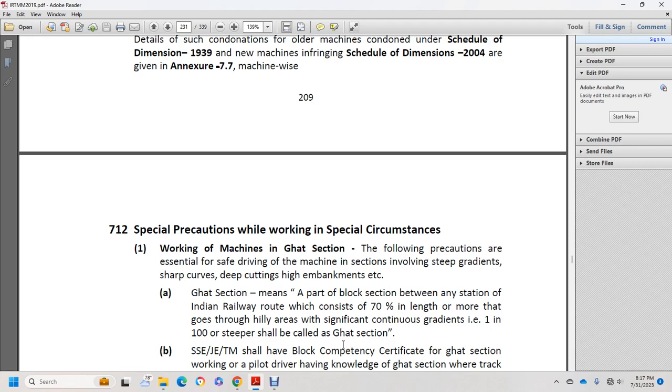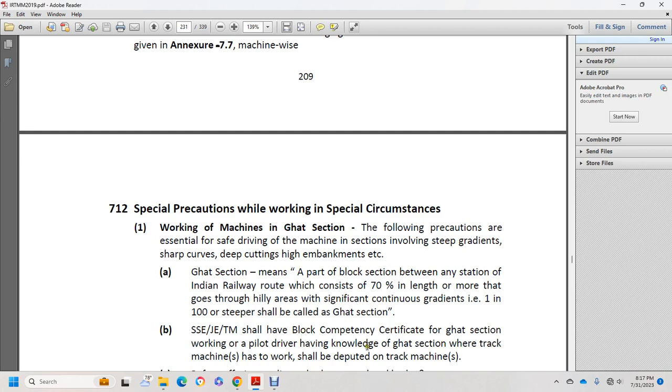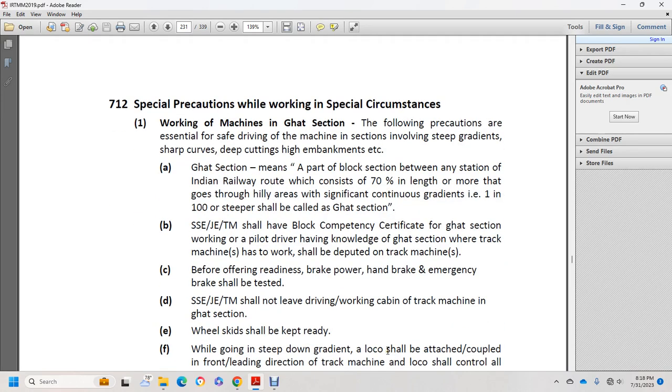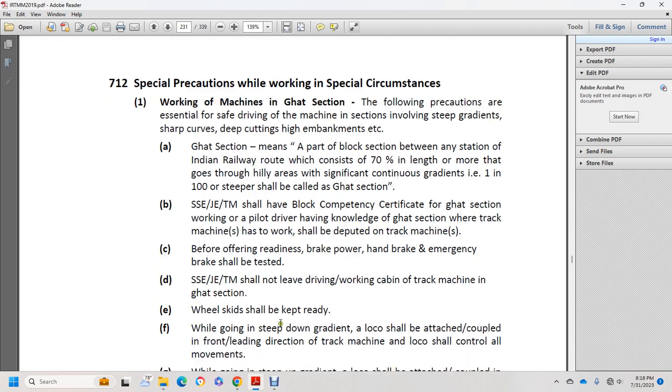The senior engineer and junior engineer, track machine, shall have a block competency certificate for GOT section working, and a pilot driver having knowledge of the GOT section shall accompany the track machine where it has to work. Braking, brake power, handbrake, and emergency brake shall be tested. The senior or junior engineer, track maintenance, shall not leave the driving and work cabin of the track machine in a GOT section. Mule skids shall be kept readily available while going down a steep gradient.